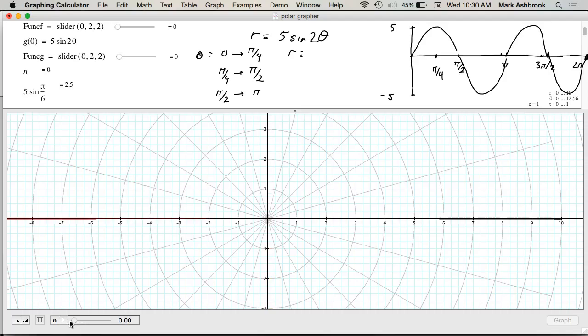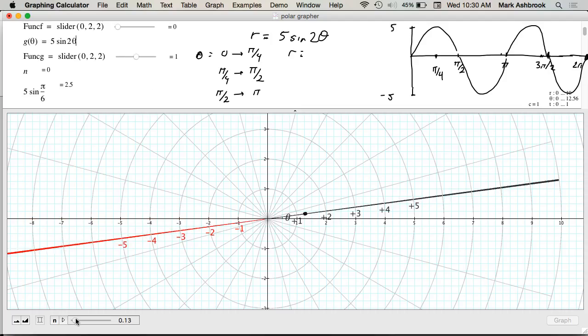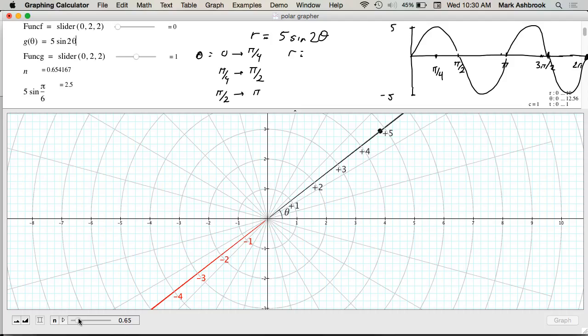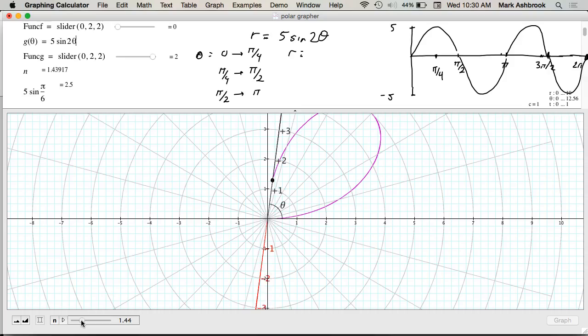Can you imagine what that will be? Let me show just the point. So 0 out to 5 at pi over 4, and then back to 0. So this is kind of like loops out there, right? It loops out to 5 at pi over 4, and then back to 0 at pi over 2. Looks like this, ready? Out to 5 at pi over 4, back to 0 at pi over 2.